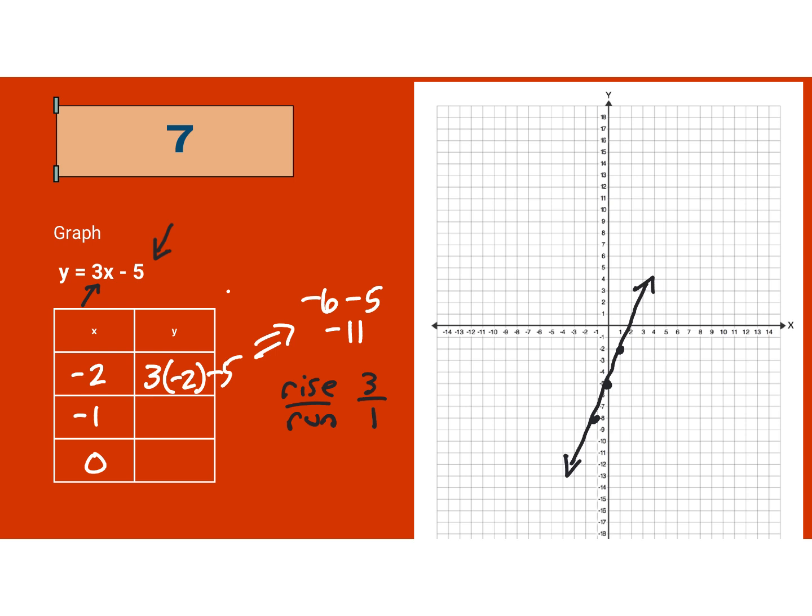And if I look here, I can see that on my graph, that is in fact what is going to happen, is my -11. And I could do that again and say 3 times -1 minus 5. And that would be -3 minus 5 would be -8. And I can look at my graph and see that I have -8 right here. So another way to graph is to make a table.